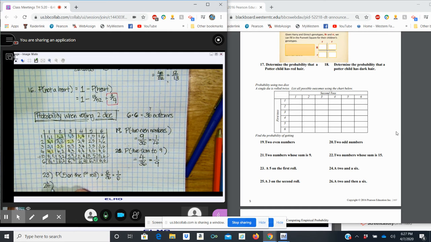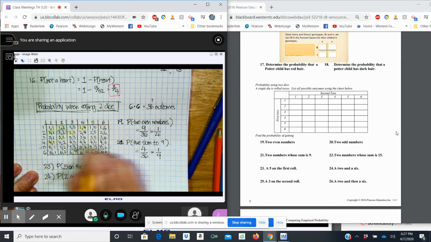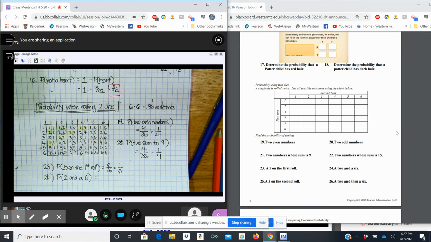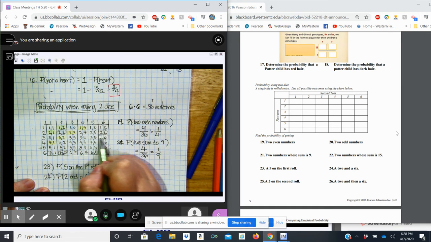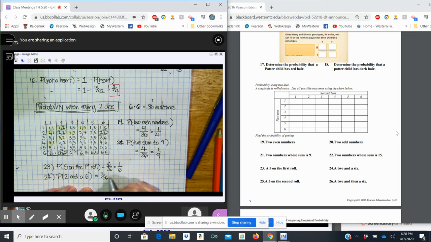Problem number 24 says the probability that you rolled a 2 and a 6. Well, the probability that you rolled a 2 and a 6 does not dictate any order. It just wants a 2 and a 6 together, both a 2 and a 6, which would mean this one, but could also be that one. A 2 and a 6, a 2 and a 6. They're both there. So that's 2 out of 36, which is 1 out of 18.